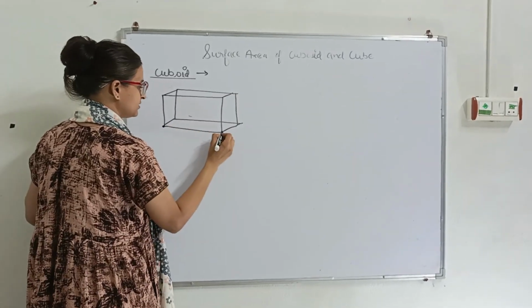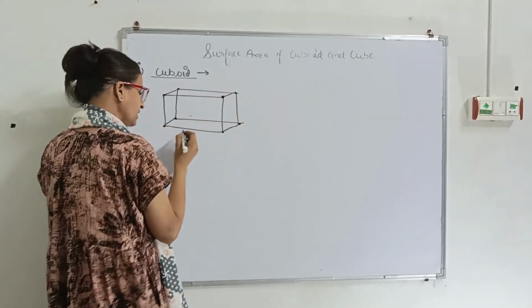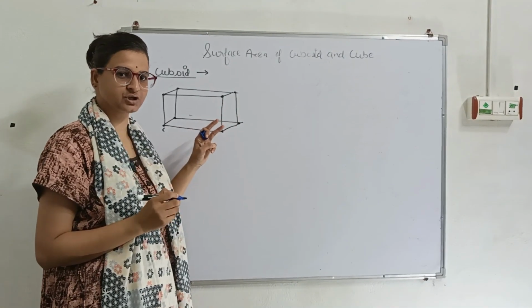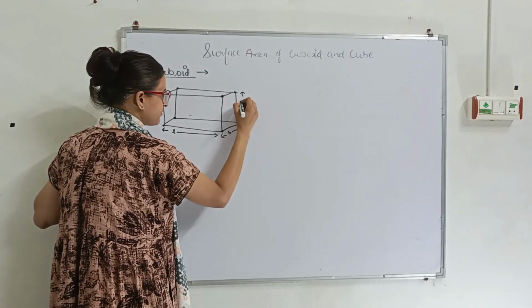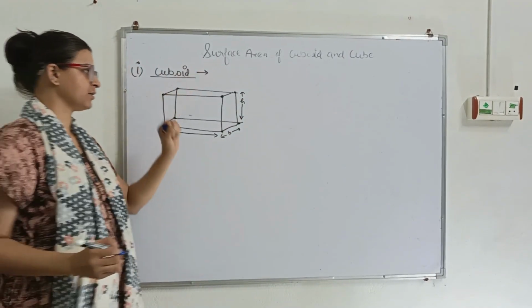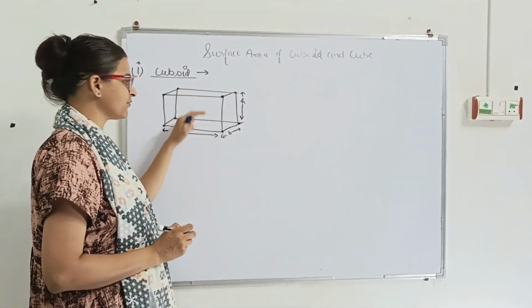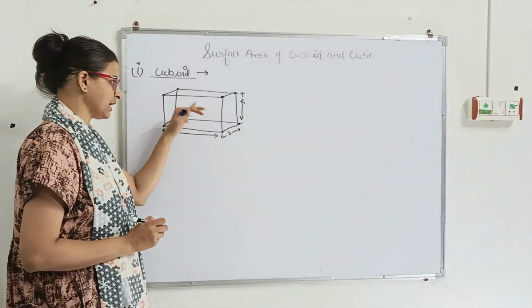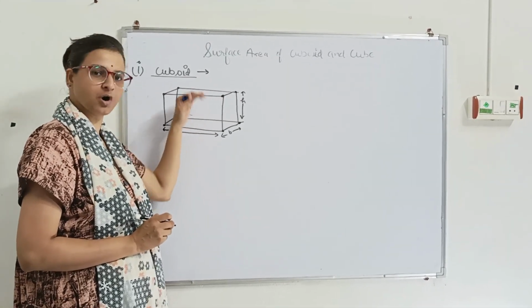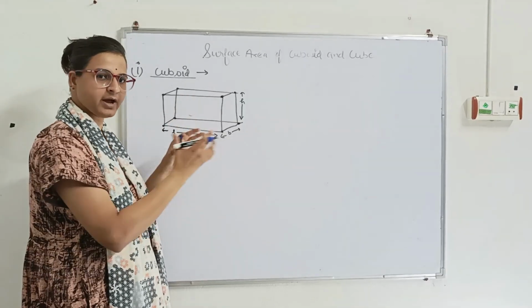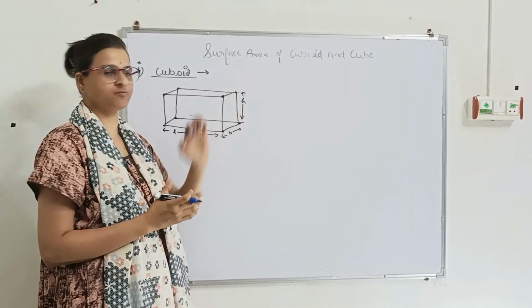This is the vertex. It has three dimensions: this is the length, this is the breadth, and this is the height. We want to find the surface area of the cuboid, so we require the area of every single face. It has six rectangular faces. Individually we first find each face's area, then we add all of them to get the surface area of this cuboid.